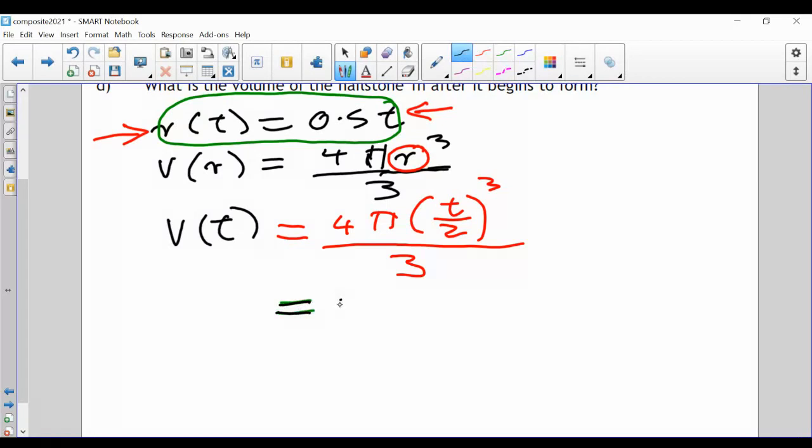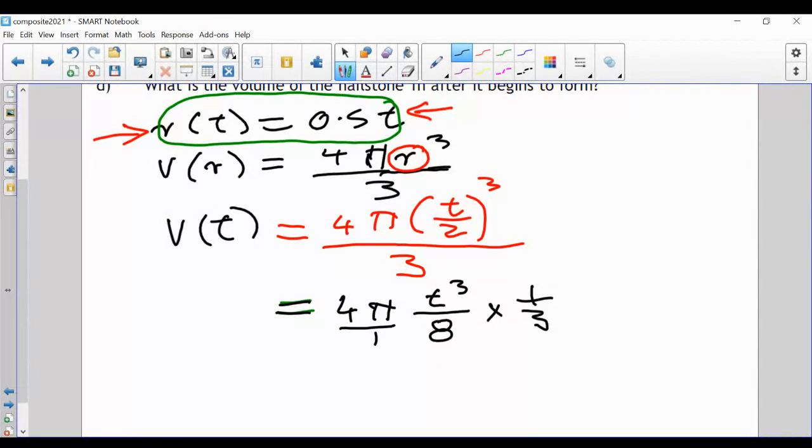So I'm going to say 4 times pi times t over 2, to the power of 3, all over 8. That's cubing both the t and the 2. And I'm going to multiply all of that by 1 over 3. I just want to have fractions everywhere. And why am I multiplying by 1 over 3? Because I'm dividing by 3. Another way of dividing by 3 is to multiply by the reciprocal, which is 1/3. Okay, so here we go.